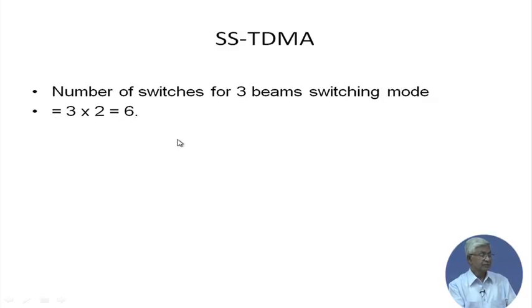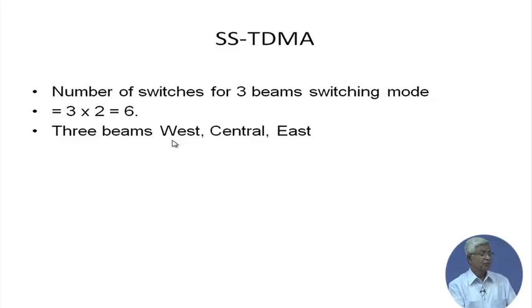That is 6 number of switches are required. Let us say west, central, and east. Let us say India. India is covered with 3 beams: west, central, and east. I assume the northern and southern are covered partially by west, central, and east beams. 3 beams scenario for easy example.